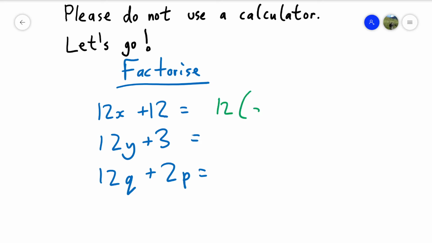They've both got a 12 in common. Then we need an x and 1 because 12 times 1 is 12. This one's got a 3 in common, which means that last bit's going to clearly be 1 because 1 times 3 is 3. And this we need a 4, and then obviously we still need a y.